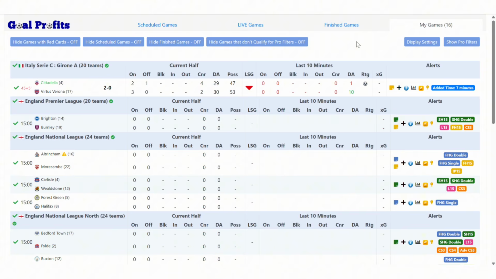A big part of being a successful trader is mindset and bank management, and it's something that I'm personally working on all of the time. So with that in mind, I'm going to bank my profit for the day.